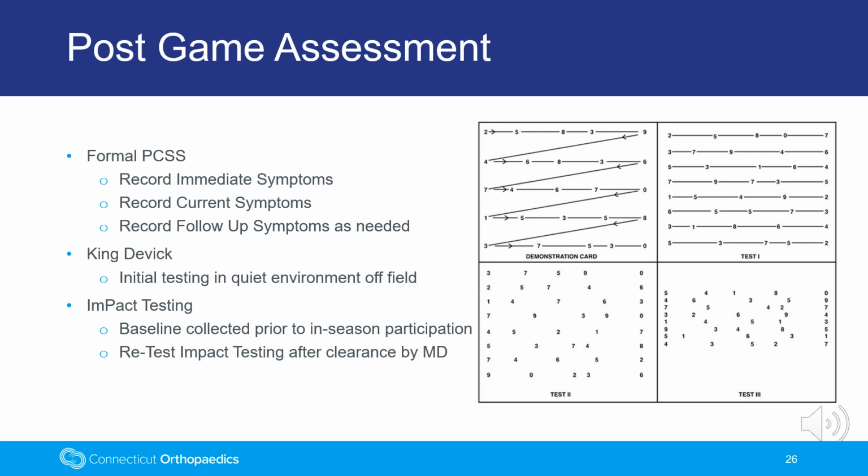This will include a formal post-concussion symptom scale on immediate symptoms on the field, current symptoms, and then continue to use this sheet to record symptoms each day. A King-Devick test can be performed, which is to the right of this slide.